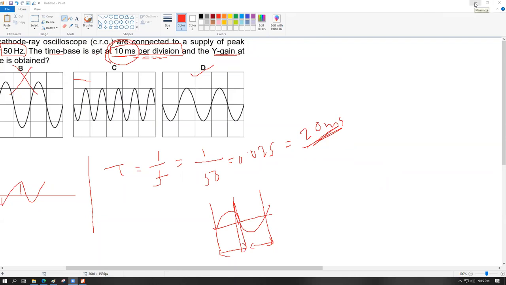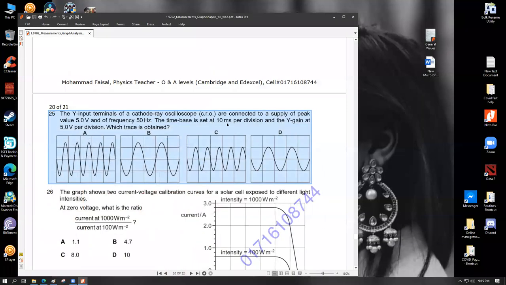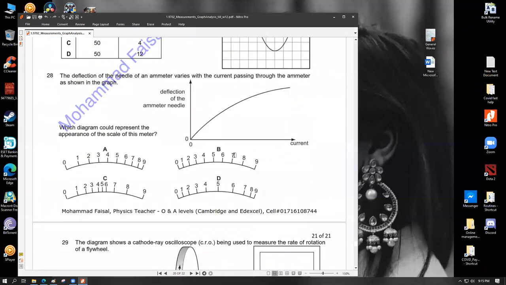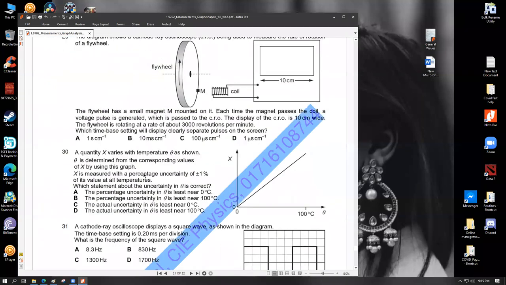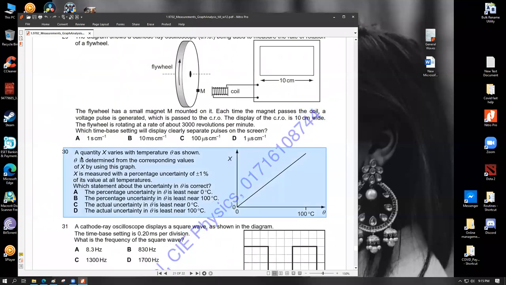Yes, sir. Have a look, number 30. A quantity x varies with temperature theta as shown. Theta is determined from the corresponding values of x by using this graph. X is measured with a percentage uncertainty of plus or minus 1% of its value at all temperatures.